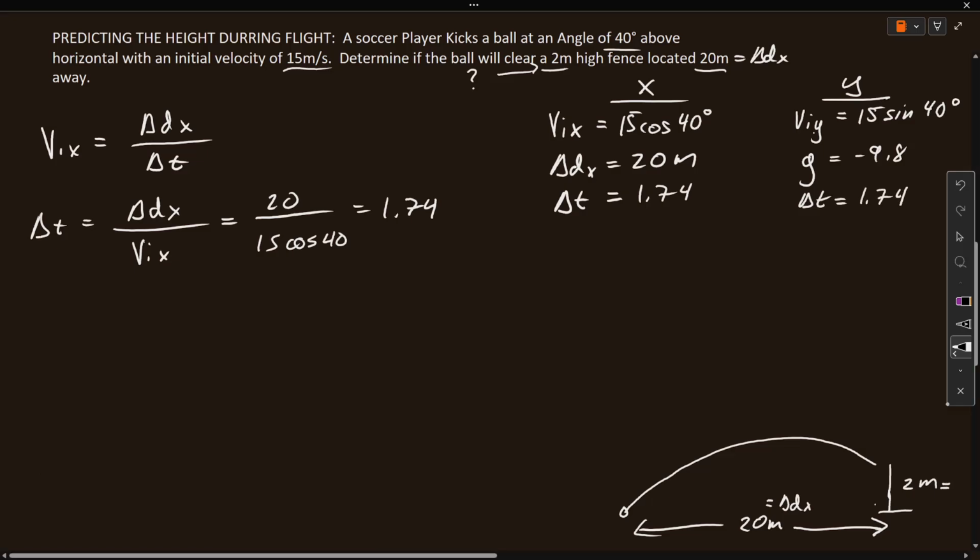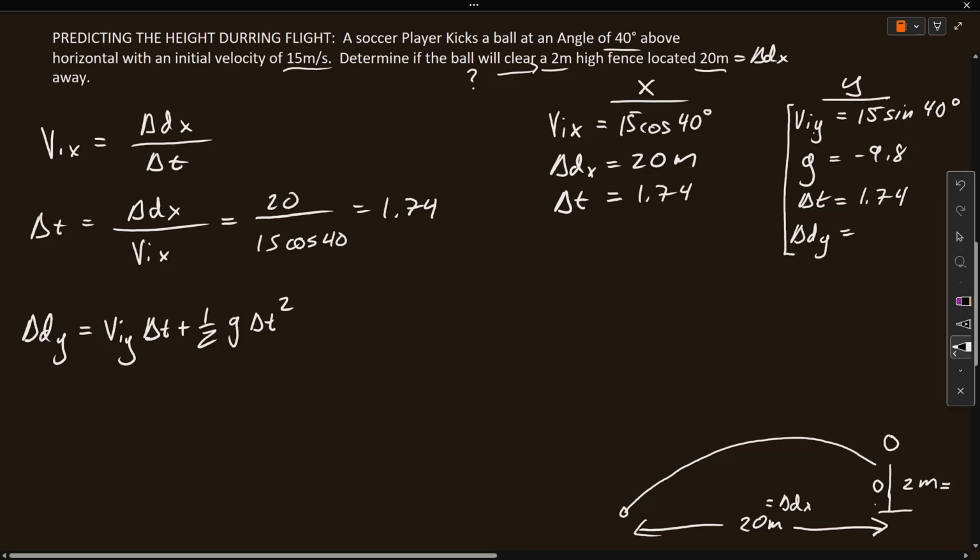1.74 seconds. And then I'm going to solve for my delta dy. And then I'm going to see to myself, is this delta dy above 2 meters, in which case the ball makes it over the net, or is it below 2 meters, in which case it does not make it over the net. All right, so now we've got a delta dy, and we're going to solve for it with this handy formula, which is the Viy times time plus 1/2 g times time squared formula.